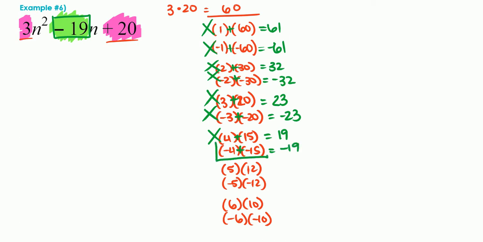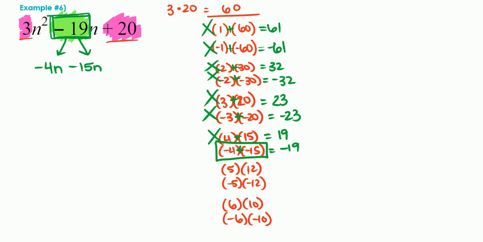So those are the factors of 60 that when multiplied together give me positive 60, but when added together give me negative 19. So again, this part's where it gets different. I need to split apart negative 19 into those two factors. My first factor was negative 4, so that's negative 4n. My second factor was negative 15, so that's negative 15n. Notice, again, if I combine together negative 4n and negative 15n, that would give me back the negative 19n that I started with. That's why we're able to break it apart like that.